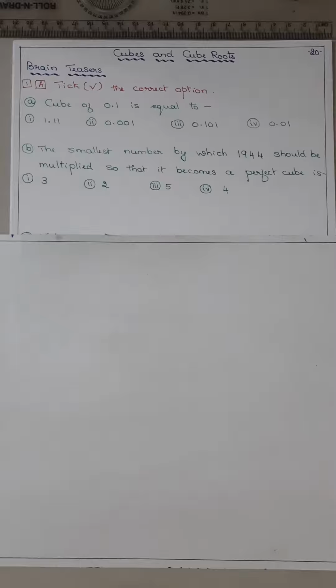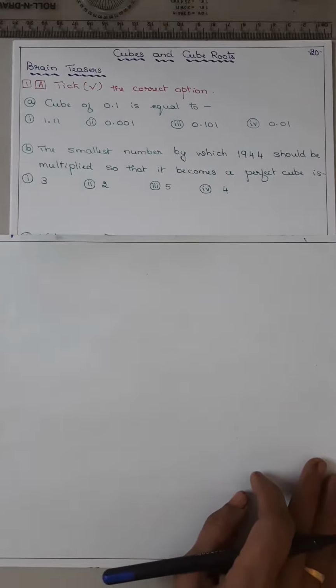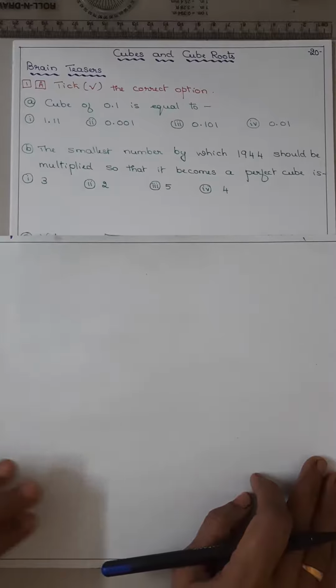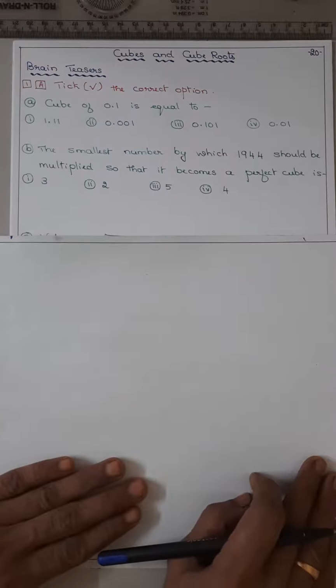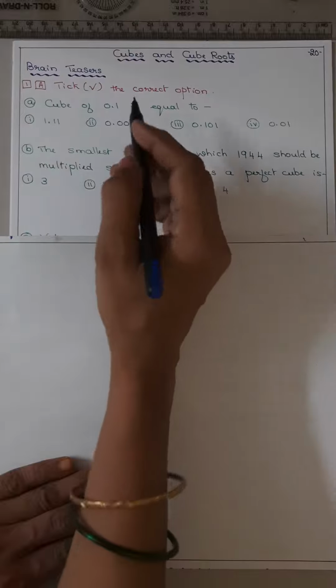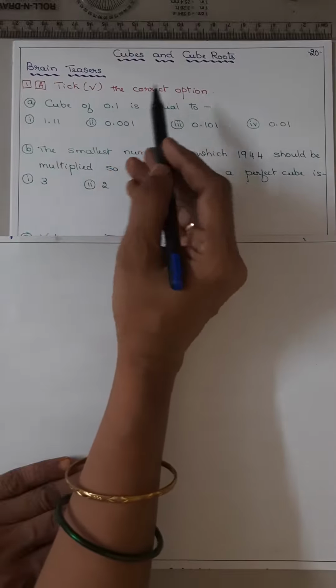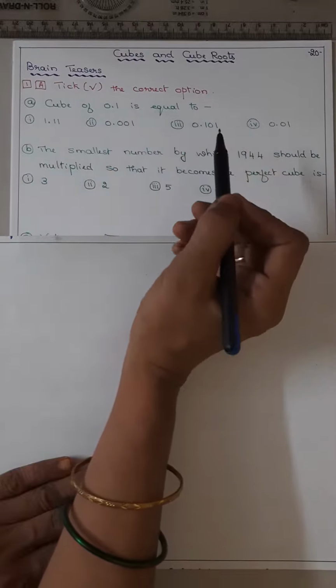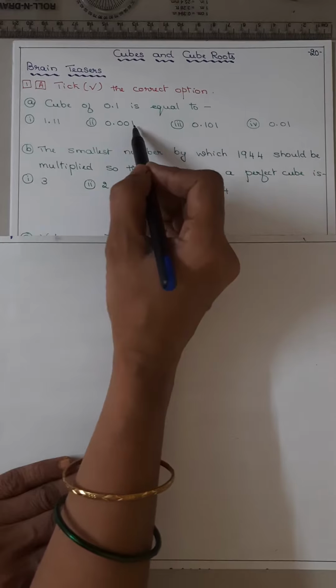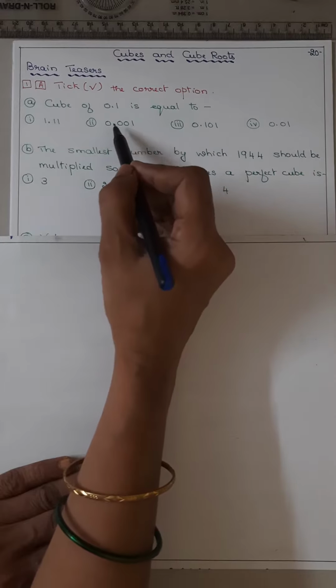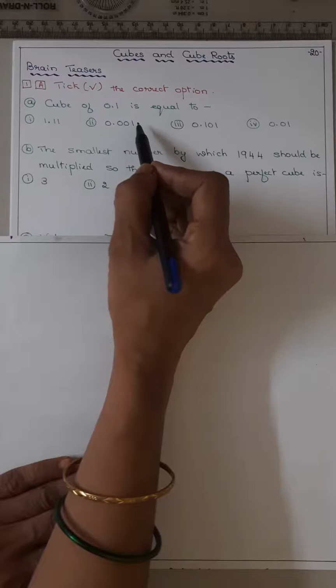Coming to the first question, section A, tick the correct option. Cube of 0.1 is equal to 0.1. The decimal, 1 cube is 1, but with 1 decimal, the answer will have 3 decimals, isn't it? So the answer will be the option 0.001.